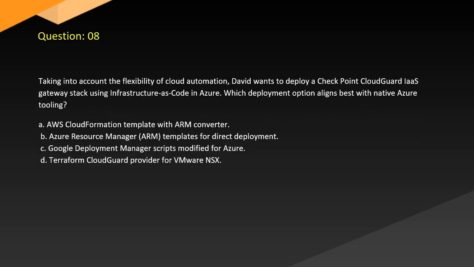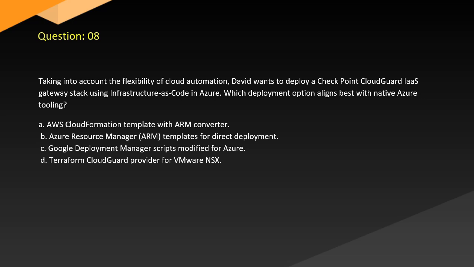Question 8. Taking into account the flexibility of cloud automation, David wants to deploy a Check Point CloudGuard IaaS gateway stack using infrastructure as code in Azure. Which deployment option aligns best with native Azure tooling? A. AWS CloudFormation template with ARM converter. B. Azure Resource Manager (ARM) templates for direct deployment.